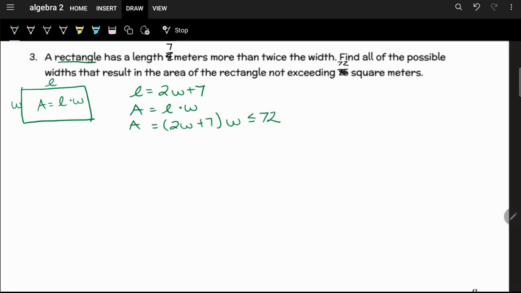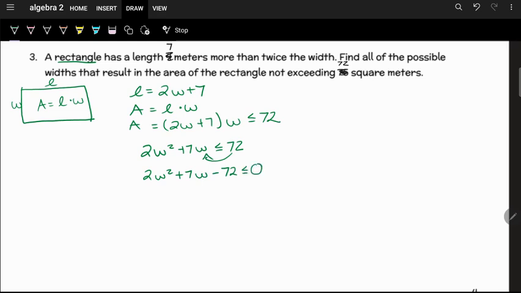Right? So now we've got a quadratic inequality, and we know how to solve these. So let's keep rolling here. I'm going to multiply this out. So I'm going to have 2w squared plus 7w is less than or equal to 72. I'm going to pull this over to this side. That'll give me 2w squared plus 7w minus 72 is less than or equal to 0.